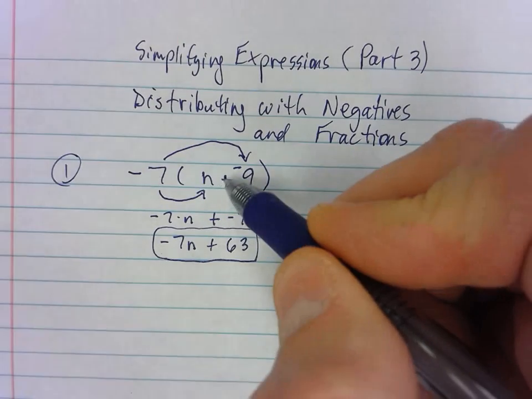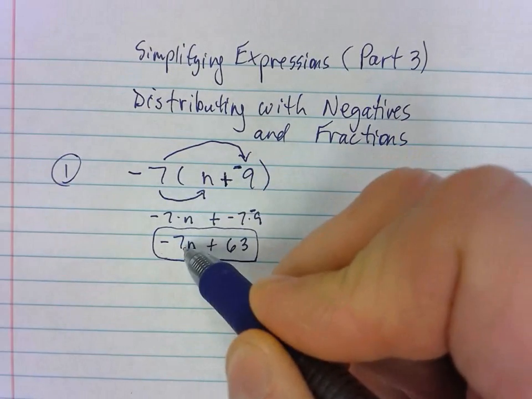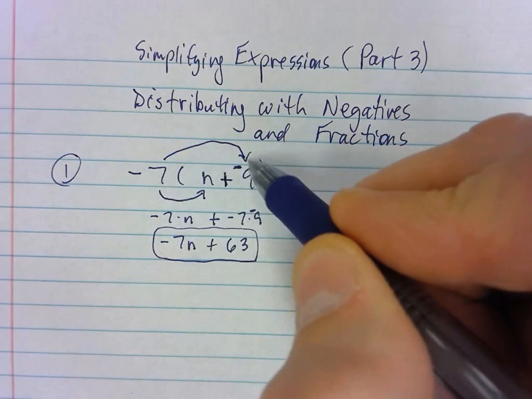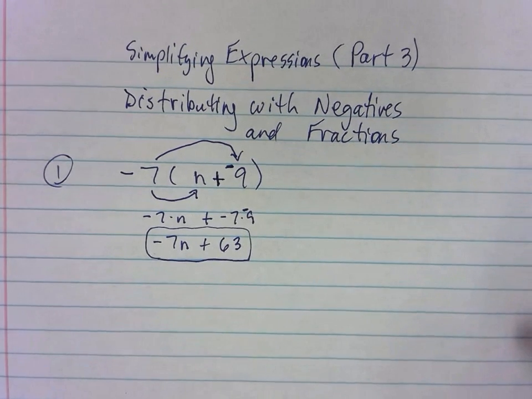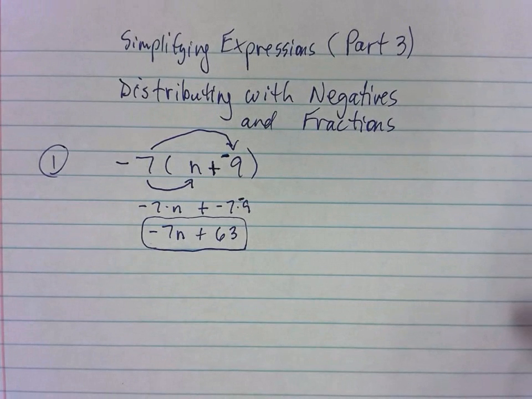So remember, if you have a subtract sign, you want to do additive inverse to that. -7 times n is -7n. -7 times -9, a negative times a negative is a positive, and that would give you 63. Okay, so that's just a little review of what we've been doing with distributing and with negatives.